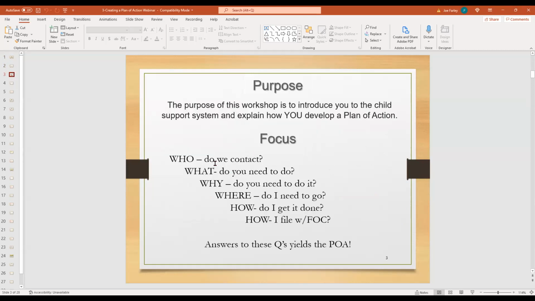The purpose of it is: who do I need to contact? What do I need to do? Why do I need to do it? Where do I need to go? And how do I get it done? And how do I file with the friend of the court? Okay, a lot of this work has already been done. That's why we made sure you had the most important questions answered. We gave you that information a few days after you paid your registration fee.